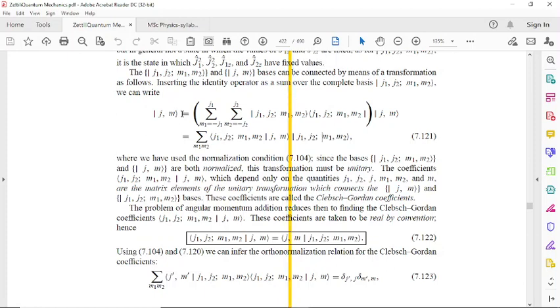That means we can connect this state vector to this state vector ket J1, J2, M1, M2 using these coefficients. These coefficients are called Clebsch-Gordan coefficients. These coefficients are taken to be real by convention. Hence, bra J1, J2, M1, M2 ket JM equal to bra JM ket J1, J2, M1, M2.